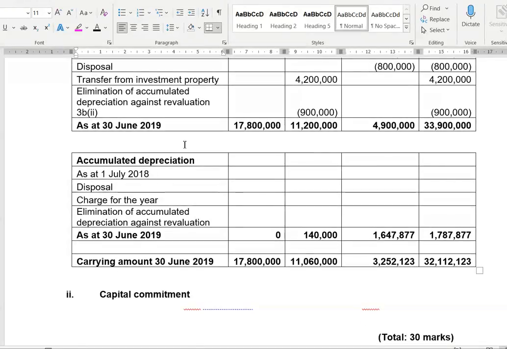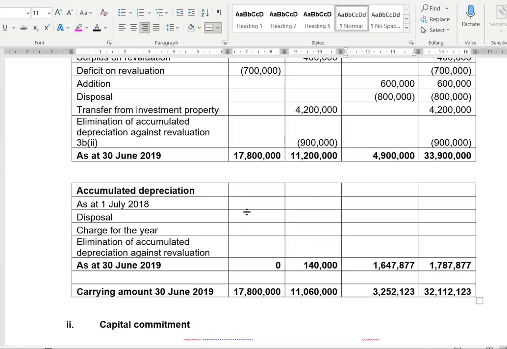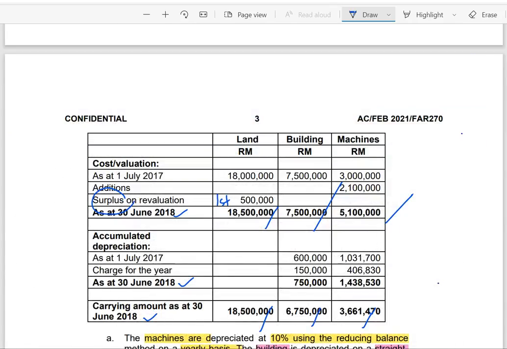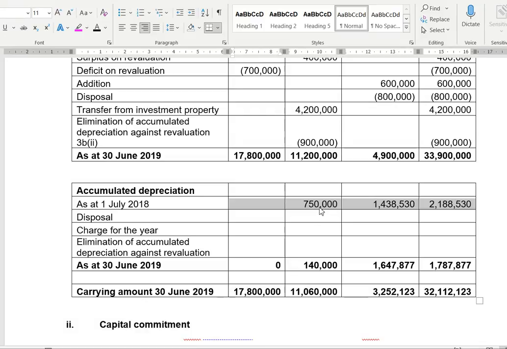Okay, that is the balance at the end of the year for the cost or valuation figure. Remember, building was a valuation figure, land was also a valuation figure, machine was at cost. The end of the year, beginning of the year, the depreciation. The depreciation that you have here is the one from here, 18, which is the total accumulated depreciation, 750,143,8,530. So we put that as the beginning balance for the current year.